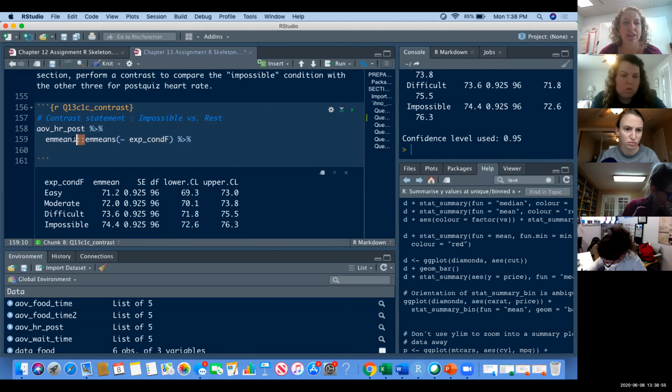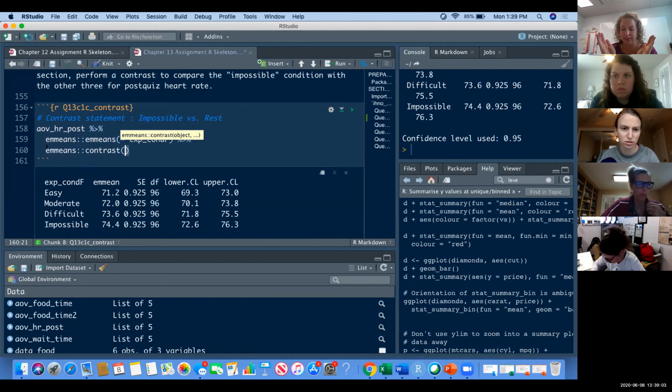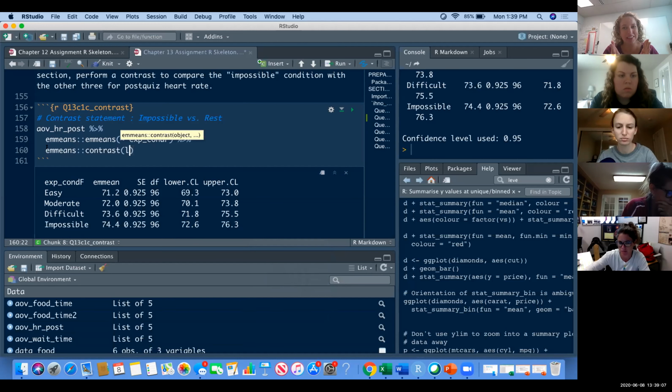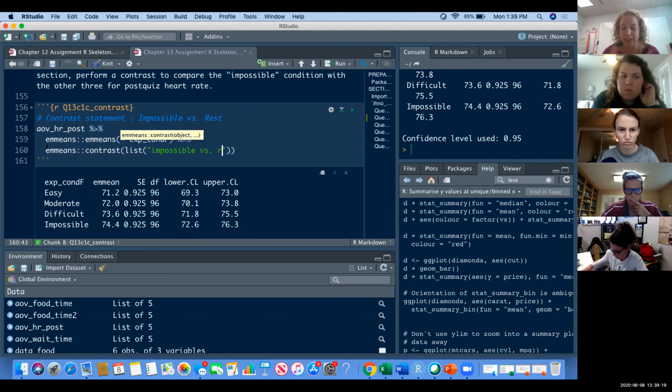Contrast, singular. And after you say contrast, you open parentheses. Now you have to say list and then open another set of parentheses. Now you're going to put some quoted text to remind you what you're doing. So you could say impossible versus the rest. This is just text for you, and you want to keep it kind of short so it doesn't run on off the page.